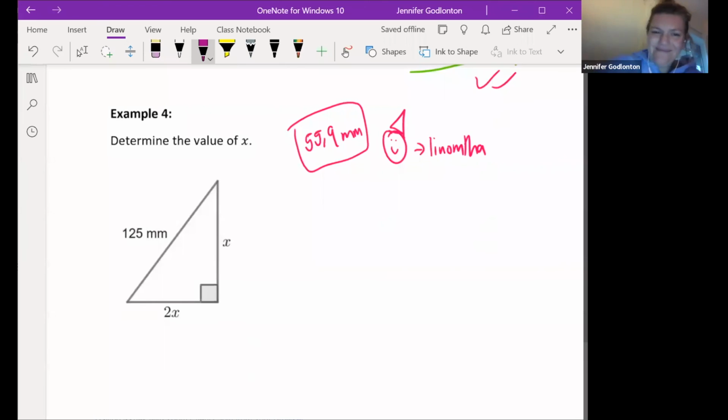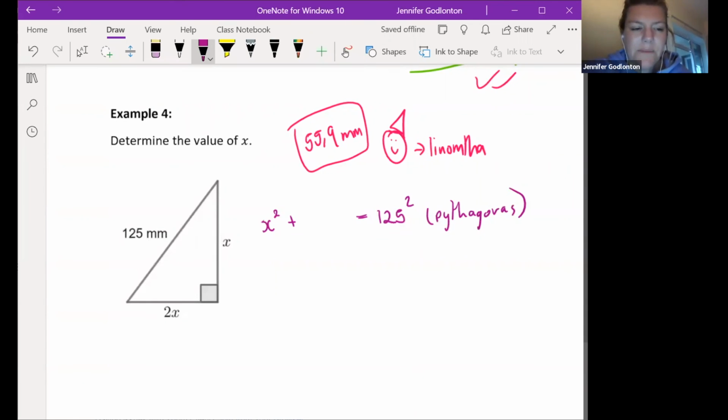So, ma'am, I said x squared plus 2x squared equals 125 squared. And the reason is Pythagoras. Okay, I like everything that you've said so far. What do I have to do with that 2x squared that I'm squaring? I don't know. Okay, tell me what your next line was, and then I'll come back to it. Okay, ma'am. I said x squared plus 4x squared equals 125 squared.